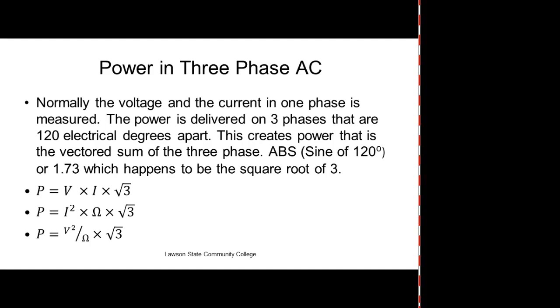V times I times the square root of 3. 1.73 happens to be the square root of 3, which comes from the sine wave. They're all set by what? 120 electrical degrees. The sine of 120 electrical degrees is 1.73, which is the square root of 3. But the square root of 3 is so much easier to remember than 1.73. Ain't that neat? So now you know where the 1.73 came from. Because they're all set by 120 degrees.